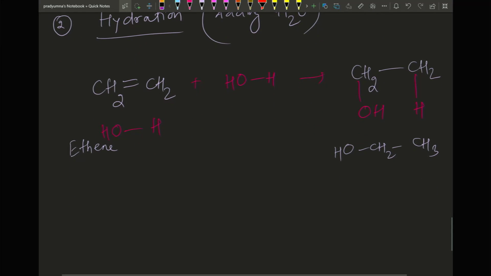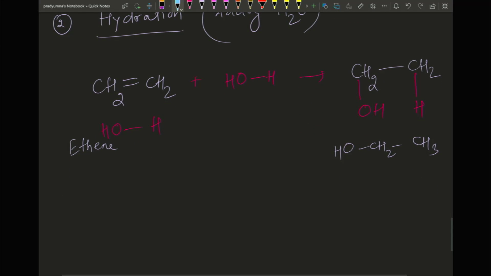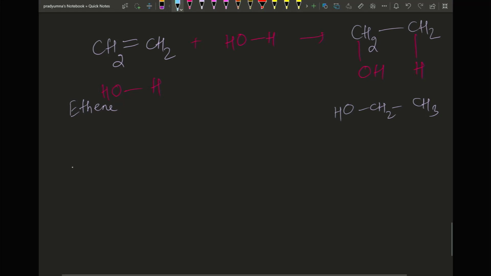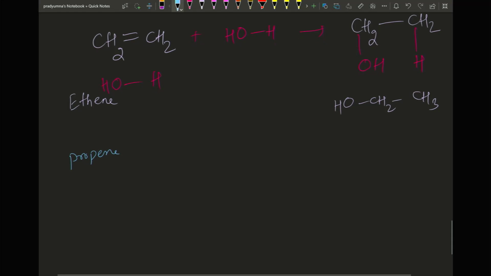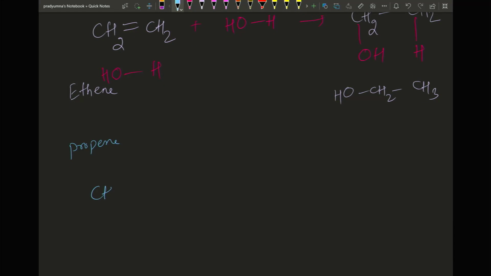This is the complicated example. The next example is, let's say, propene. Propene was CH3, CH, double bond, CH2, and you add water to it. So what would you make? Let's color code. OH. So water is H2O, right? So it's OH and H. Okay.